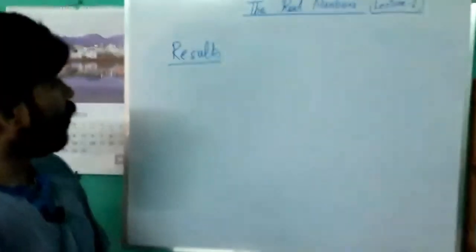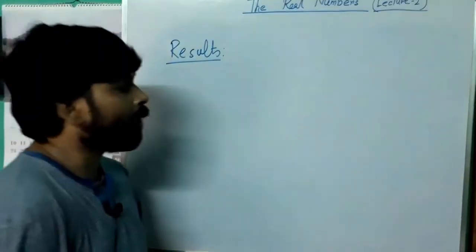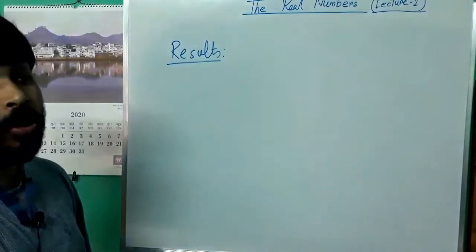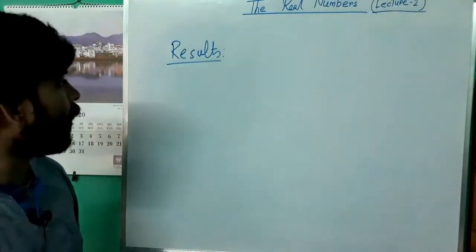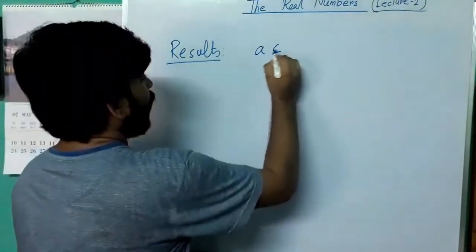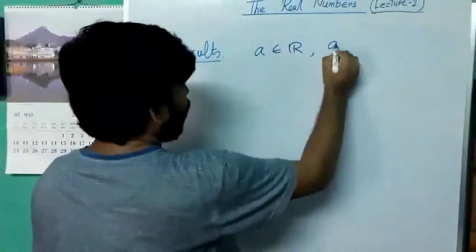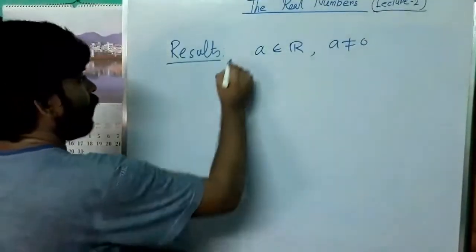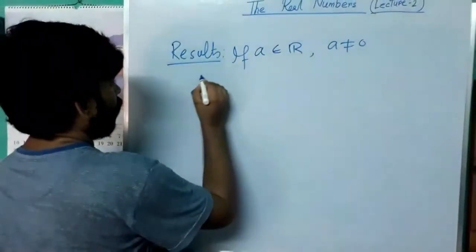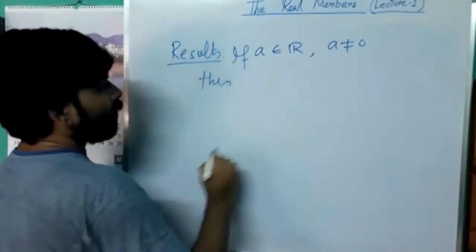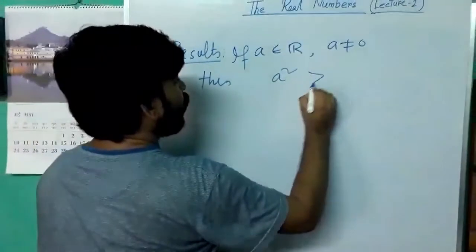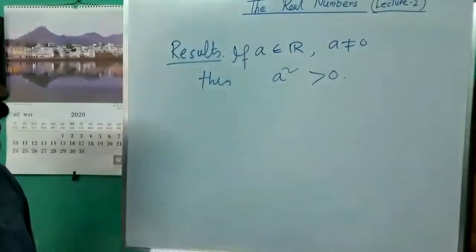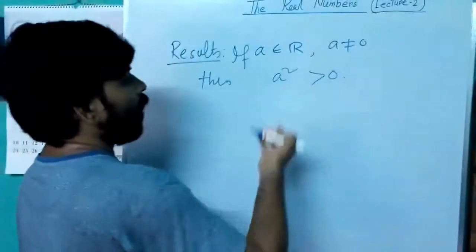proof. So in our next result, we observe that the square of any non-zero real number is strictly positive. That is, if A is any real number such that A is not equal to 0, then A square is strictly positive. So we have to prove this result, and this is a very fundamental result. That is, the square of any non-zero real number is strictly positive.